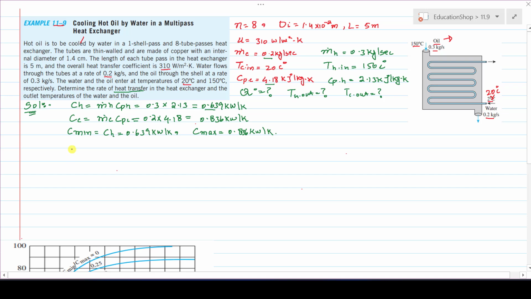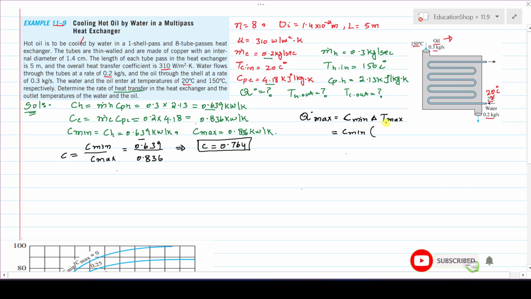Next we will find the capacity ratio c, which equals C minimum divided by C maximum, that is 0.639 divided by 0.836. Solve this on the calculator and it gives the capacity ratio c equal to 0.764. Next we need to find the maximum heat transfer in the heat exchanger, which equals C minimum times the maximum change in temperature in the heat exchanger. The maximum temperature change is T hot in minus T cold in.